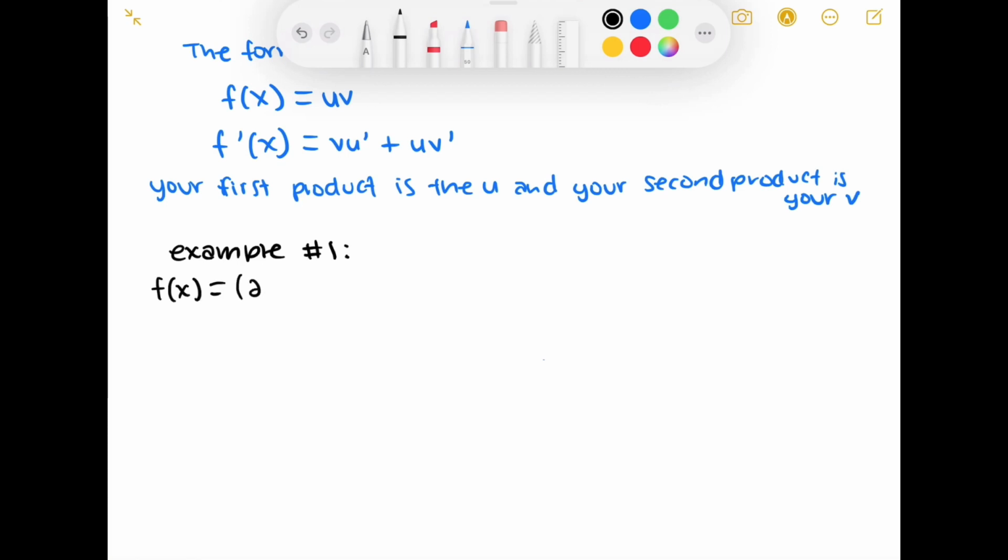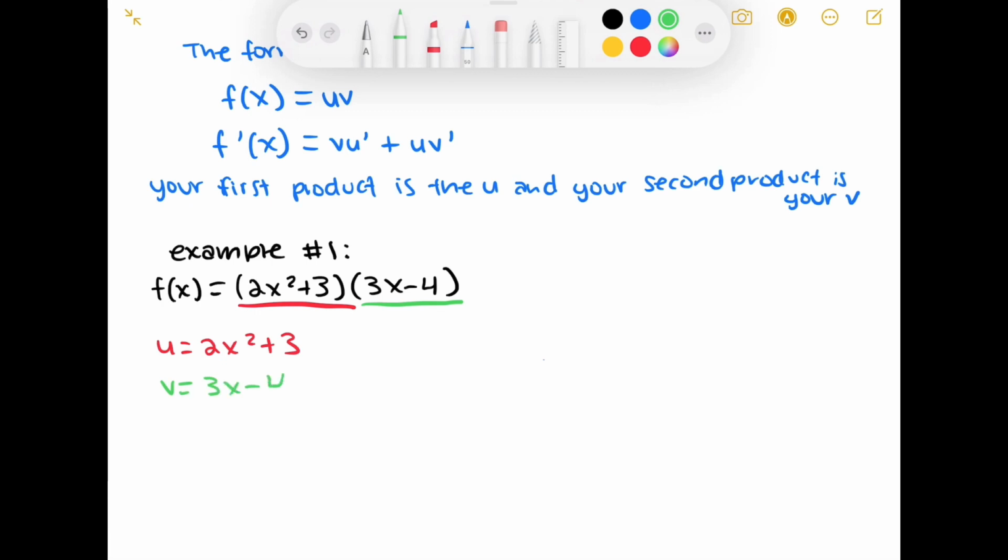This example is f of x equals 2x squared plus 3 times 3x minus 4. So from here, the first thing we would do is find our u and our v. In this equation, the u would be 2x squared plus 3. Our v would be the second part, the second product, which is 3x minus 4. So let's write that down. V equals 3x minus 4.